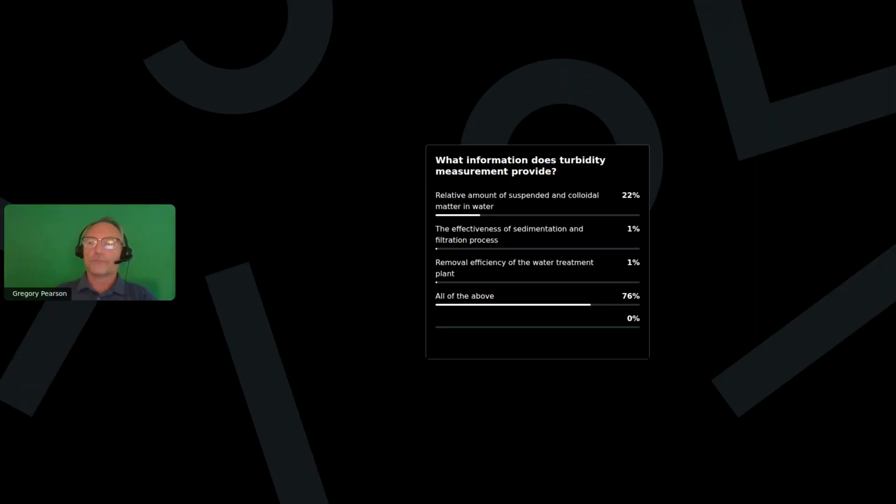Okay, so results of the poll. Sorry. 22% said relative amount of suspended and colloidal matter in water. 1% respectively for each said the effectiveness of sedimentation and filtration process and removal efficiency of the water treatment plant, and 76% said all of the above. Excellent job. You're a good group. And all of you are right, because it was all of the above. All these things are right.